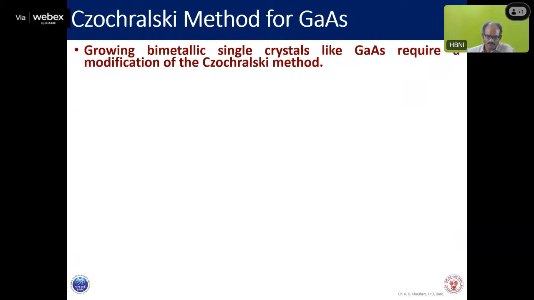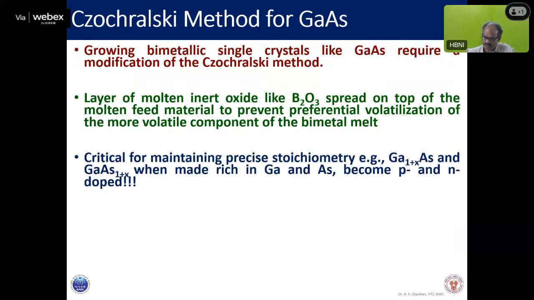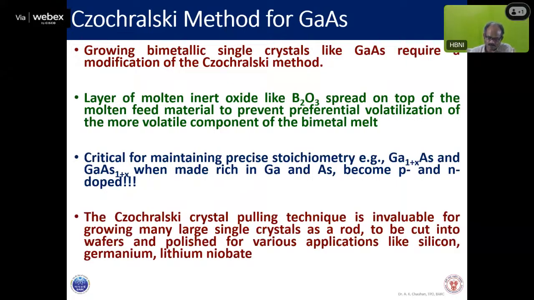Just to summarize, growing bimetallic single crystals like gallium arsenide requires a modification of the Czochralski method. A layer of molten inert oxide, which is almost the same thing I have already said, actually maintains a precise stoichiometry of gallium and arsenic.